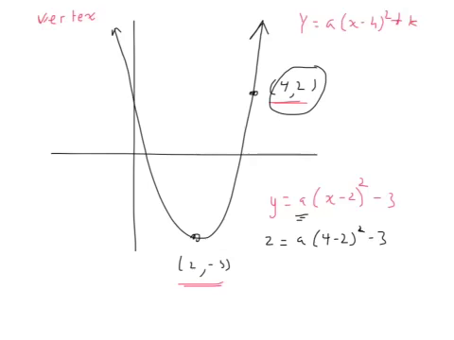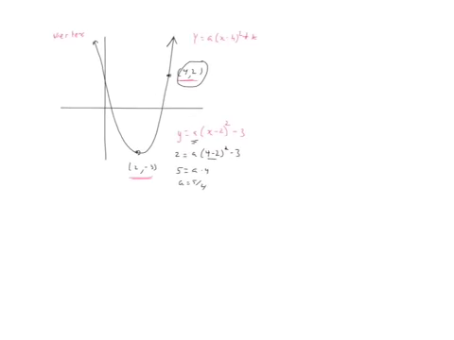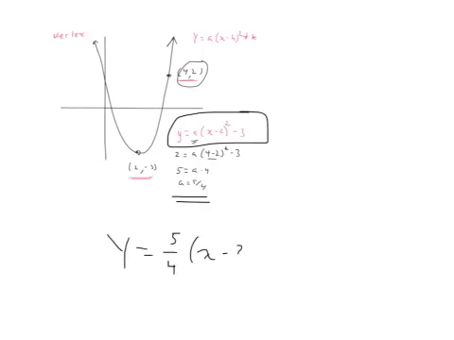And then just doing a little rearranging, move the 3 over. We have 5 equals a times, well, this is 2 squared, so that's 4. Therefore, a equals 5/4. And voila, we have figured out what we're looking for, because now we know the a value and we have the vertex form, so we can write our equation as y equals 5/4 (x minus 2) squared minus 3.